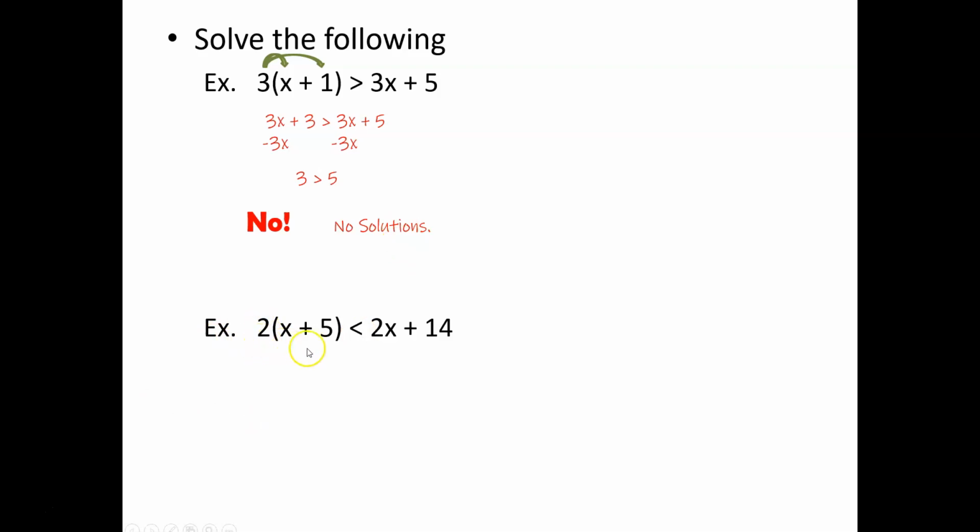Here I have 2 times the sum of x plus 5 is less than 2x plus 14. Once again, I'm going to start by distributing. And that gives me 2x plus 10 is less than 2x plus 14. Let's subtract off our 2x. Oh, they both go away. And I end up with 10 is less than 14. Is 10 less than 14? Yay! Yes, 10 is less than 14. This means what we would previously say as infinitely many solutions is x such that x is a real number. Okay?